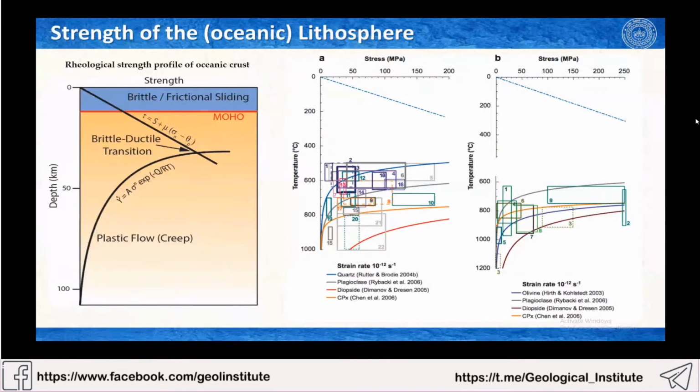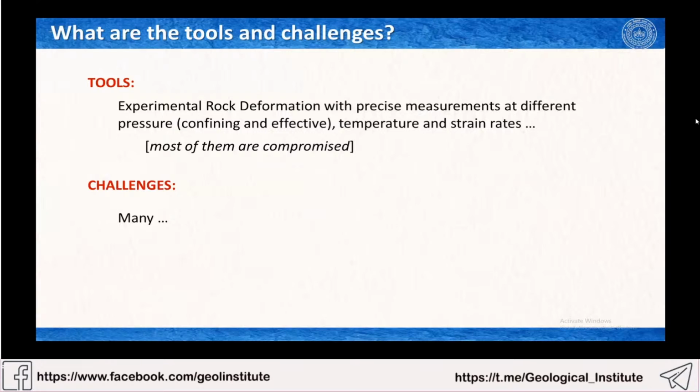Now imagine that you have polycrystals, that you have multiple minerals in a rock, which is actually very common, and then this region, this plastic flow region, becomes extremely difficult, and this is where we need to perform more and more deformation experiments with sophisticated instruments. So here I'd like to deviate a little bit, and talk about a little bit of the tools and challenges of experimental rock deformation.